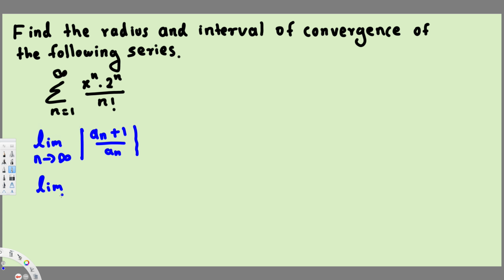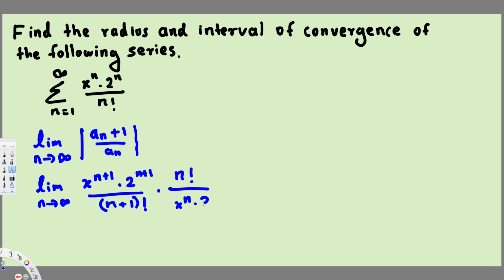For this one, this is going to be the limit as n approaches infinity, and wherever we have n, we just have to add 1. Here we are going to have x to the power n plus 1 times 2 to the power n plus 1 over n plus 1 factorial, right? And then we have to divide by a_n, that is the original function. Dividing by this is the same as multiplying by the reciprocal of it, because dividing is going to flip that anyway. So we can directly multiply by the reciprocal, that's going to be n factorial over x to the power n times 2 to the power n. And if you notice, this one cancels, and this one cancels, and this one cancels.